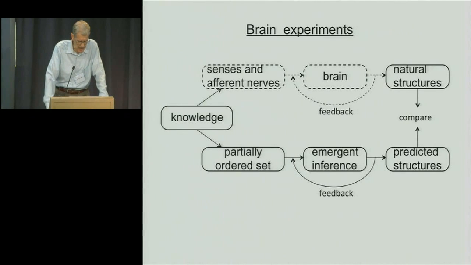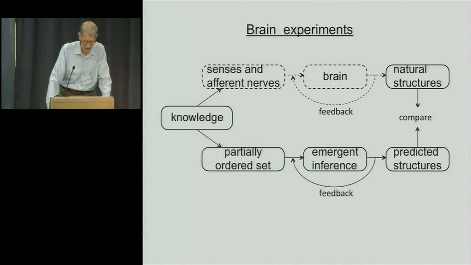On the lower branch, you see that the knowledge is first converted to a partially ordered set format, passed through emergent inference, and that gives me some structures that I call the predicted structures, because they are predicted by theory. And then I compare the two, and they compare very well. I did several experiments so far. I wish I had done more, but I did a few.